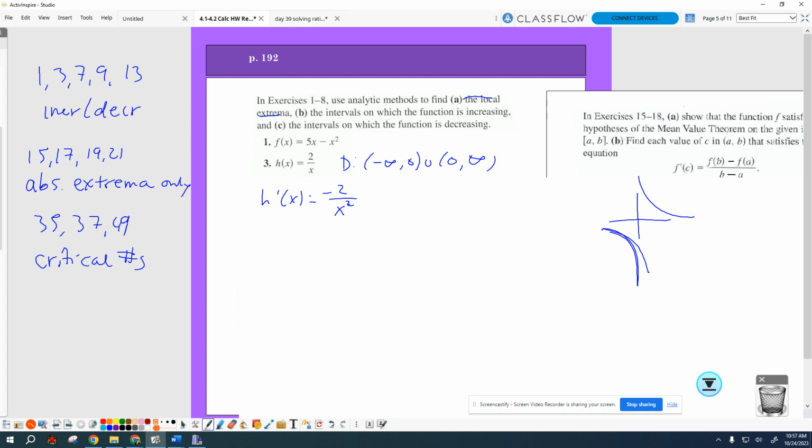So how do we test to see if the function is increasing or decreasing? Well, I'm going to put my one place that things break. The derivative, negative over something squared, is decreasing over the whole domain, and the domain is everything but 0.